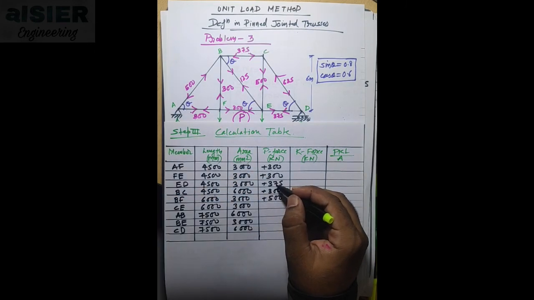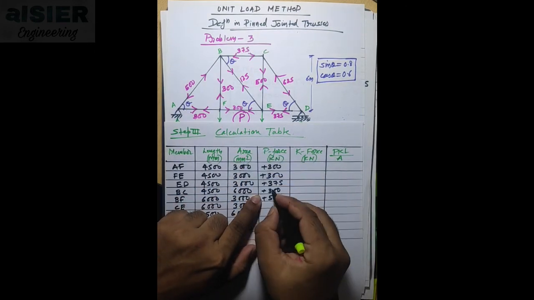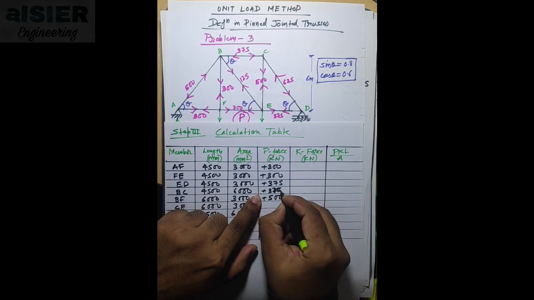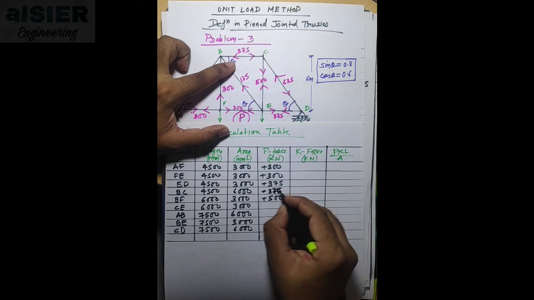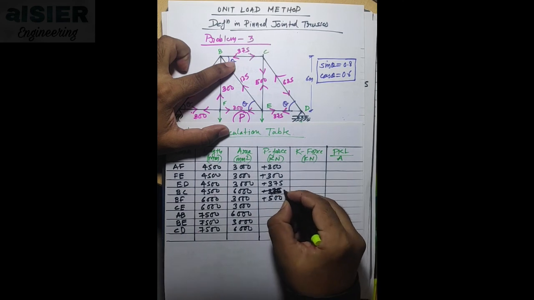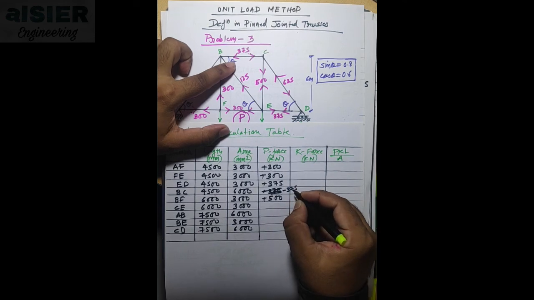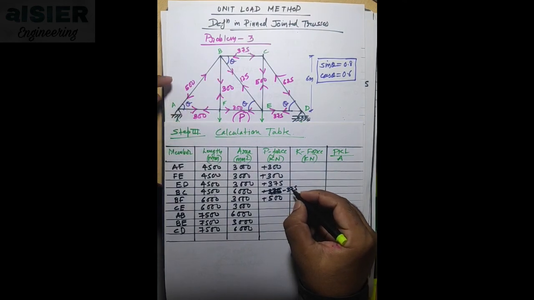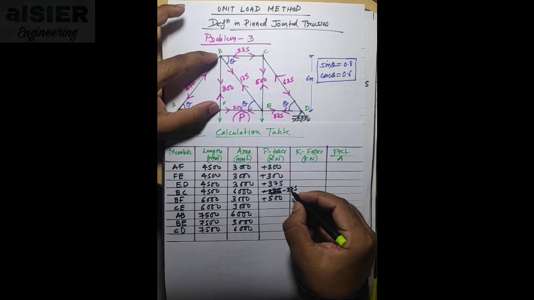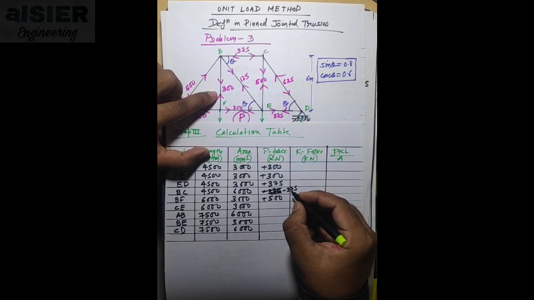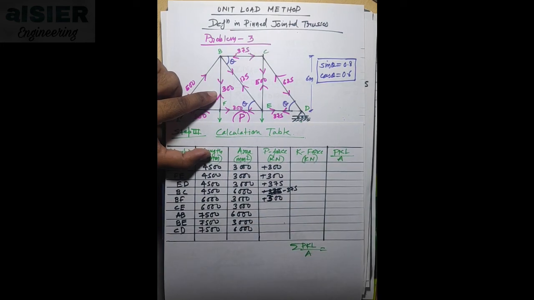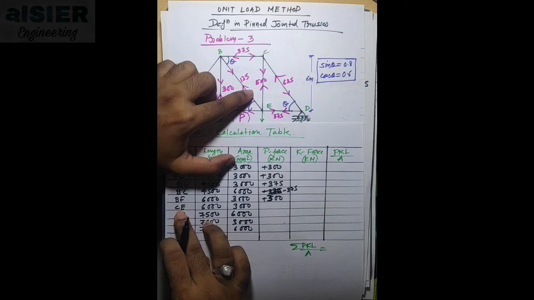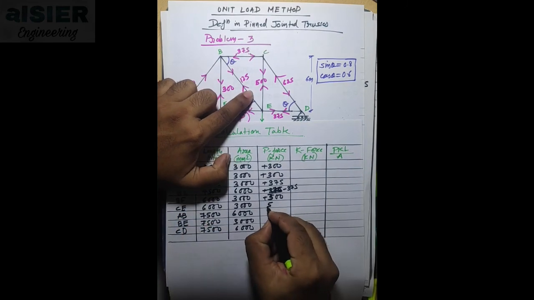Then next was BC member. In BC member it is 375, but this is away from joint, meaning compression. So this is minus. Let me correct here. This one is minus 375, correct. Then next member is BF. For member BF it is tensile, so this is 300. Fine. And then next one is CE. Again this is tensile, so 500.